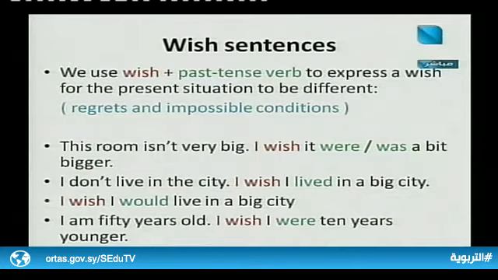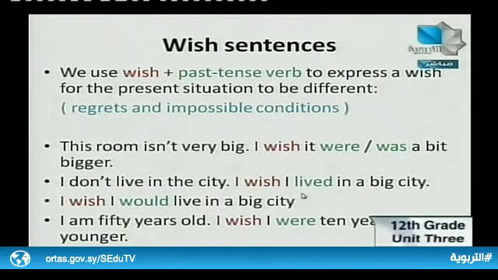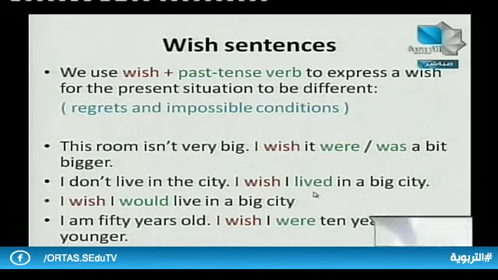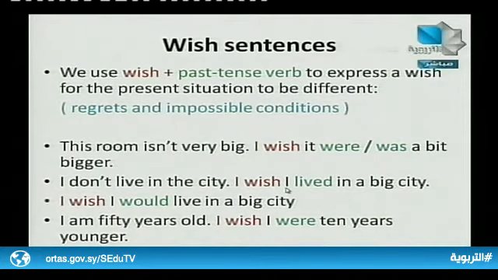This room isn't very big. I wish it were or was a bit bigger. I don't live in the city. I wish I lived in a big city. So again, it's up to the student to choose the correct verbs or the correct words. I am 50 years old. I wish I were 10 years old.